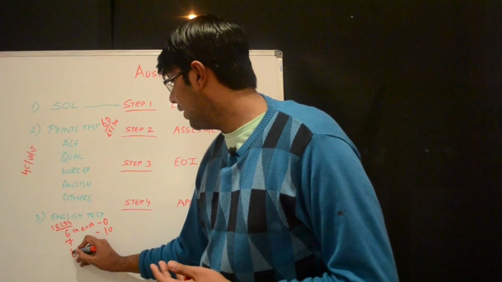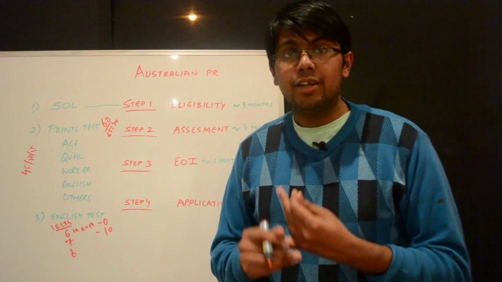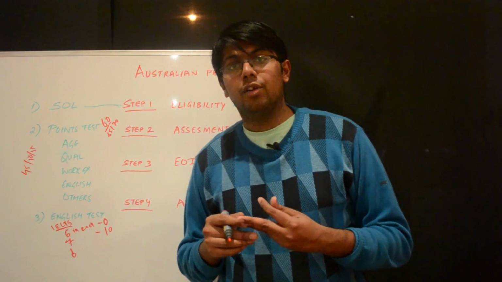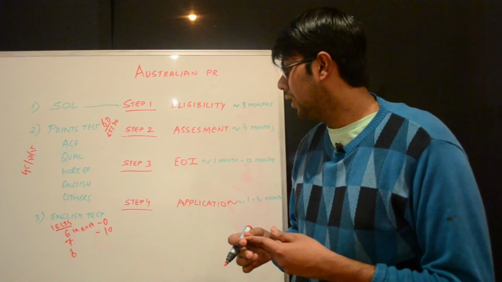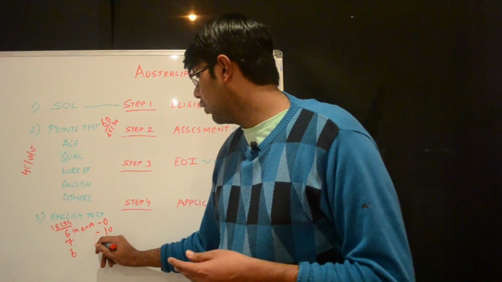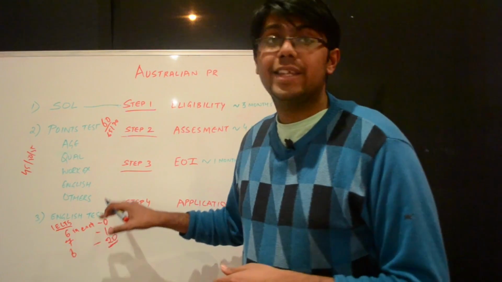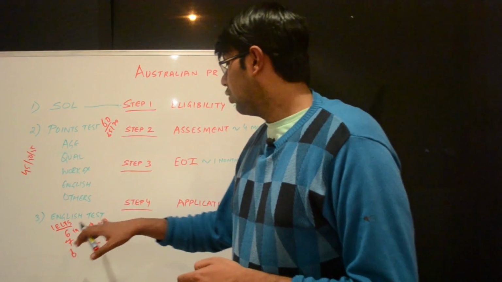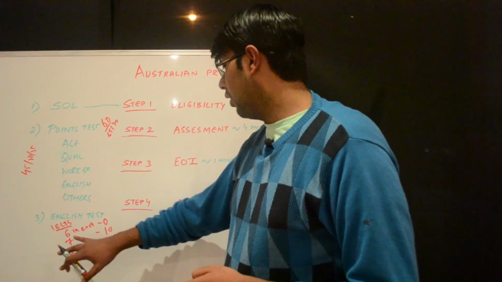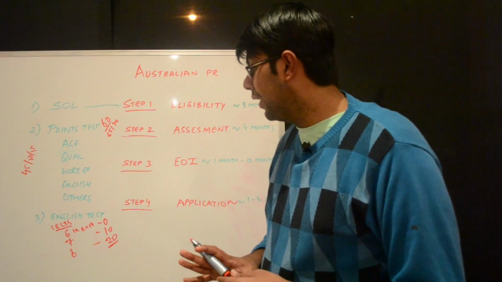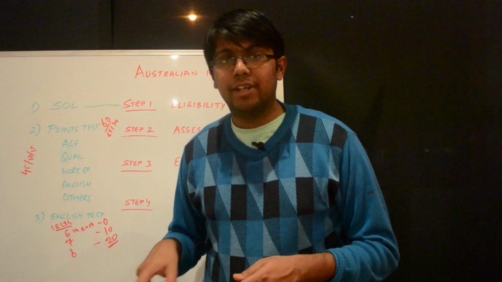And if you have got 8 in each band, when I say band, there are 4 parts of the IELTS test: reading, writing, listening, and speaking. If you get 8 in all of those bands, you get 20 points. Which means the English test is a big factor. So either you get 6 in each, 7 in each, or 8 in each in IELTS, or equivalent of that, and you will find those equivalents again in the link that I have provided below.